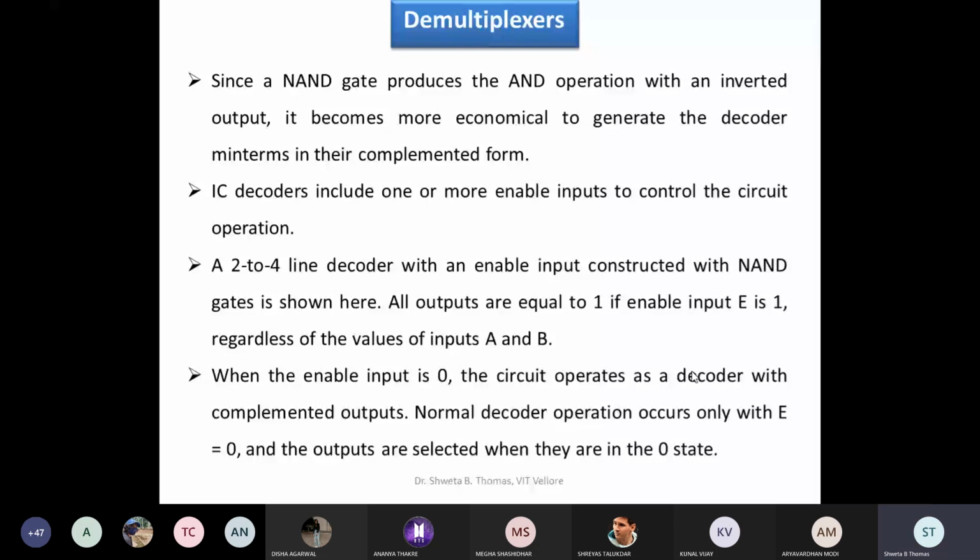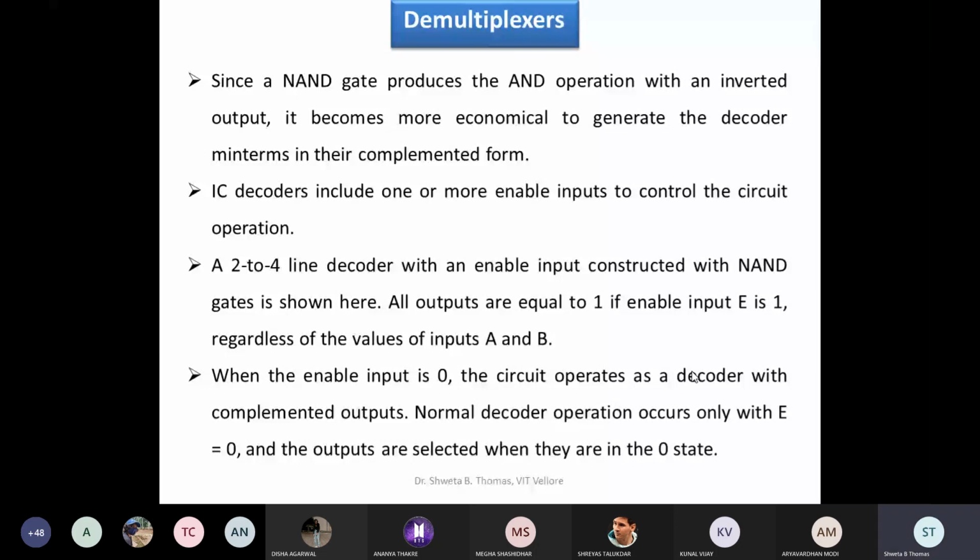Since a NAND gate produces the AND operation with inverted output. How? Because if you need AND operation with the help of NAND, then by simply putting an inverter you can use it. And if you are doing this, it becomes more economical to generate a decoder's minterms in their complemented form. How? I will explain later, one by one, when we discuss the circuit diagram.